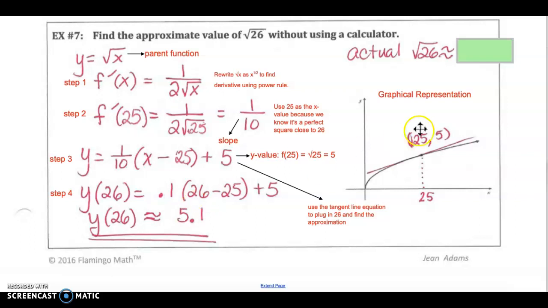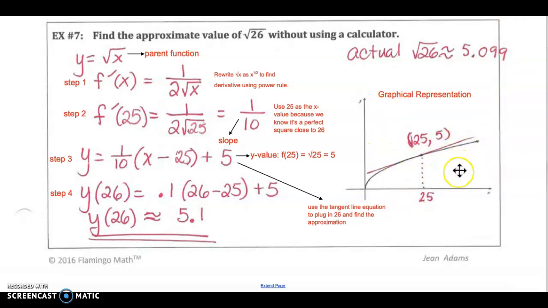And if we look at the actual value of the square root of 26, if you put it in your calculator, it's really close to that. It's 5.099. And I want to go ahead and show you this before we move on, because I think it's in the next example. It is, where you're going to need to know how to judge the approximation.